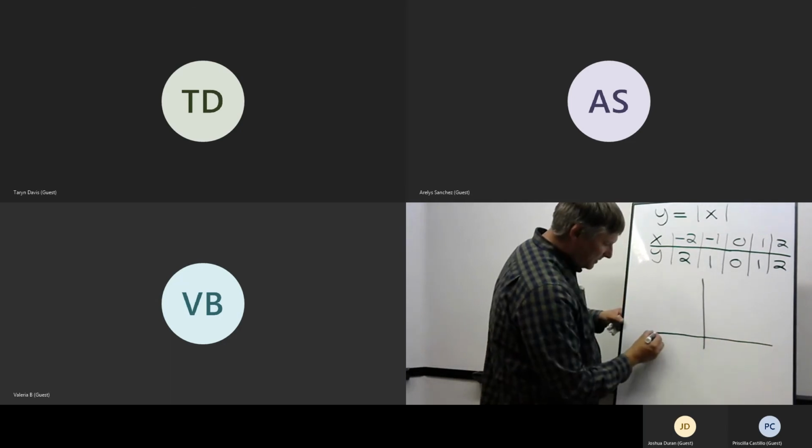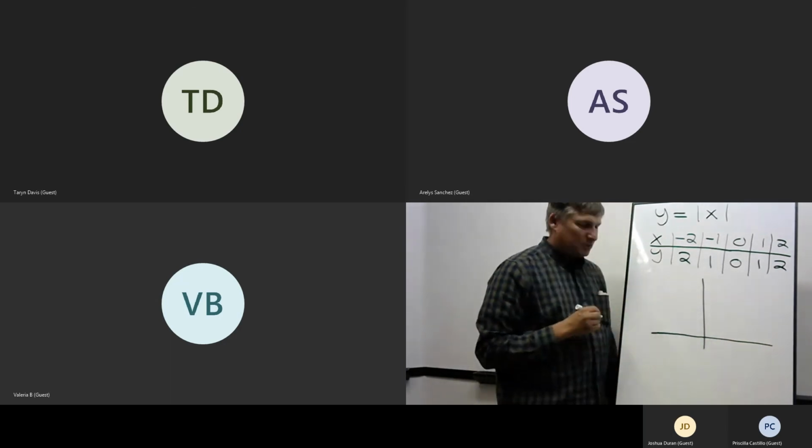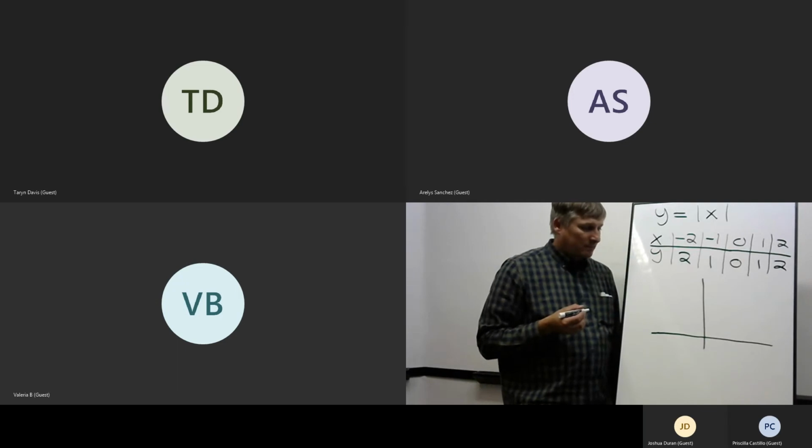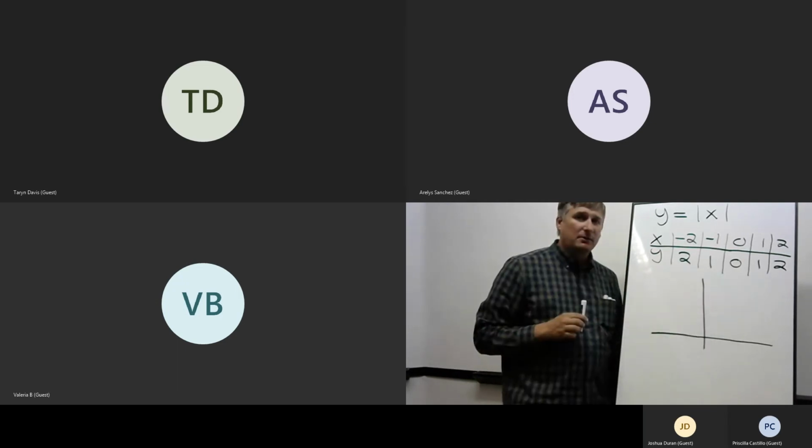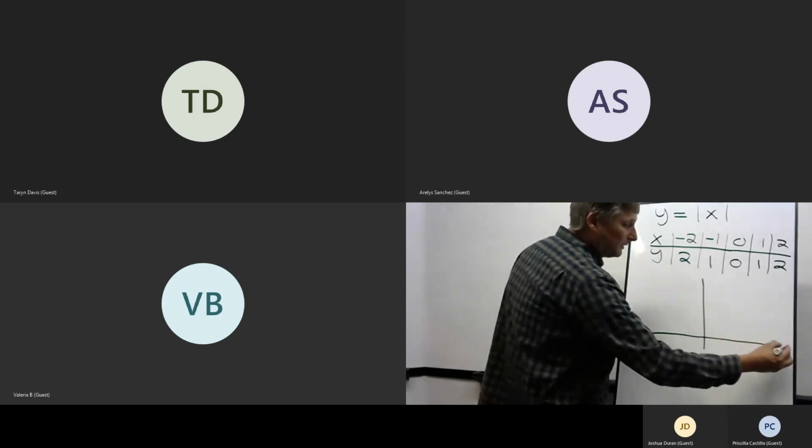Now I've graphed this function a bunch of times, so I sort of know how it looks like. So that's why I know we're only going to need the top half of the Cartesian plane.